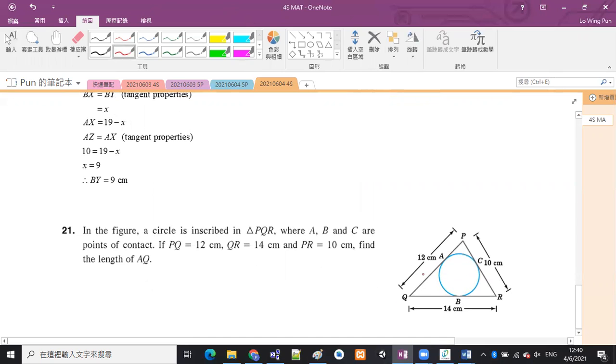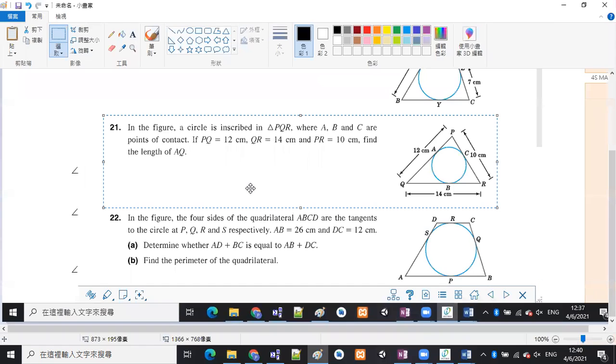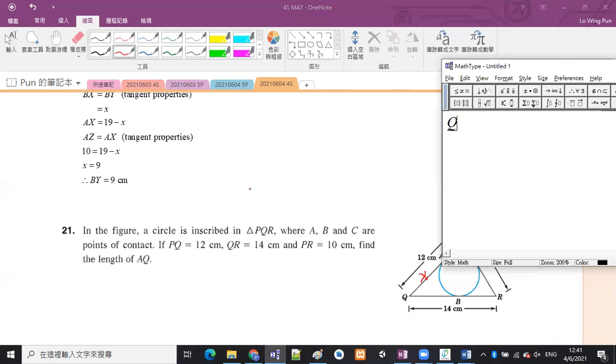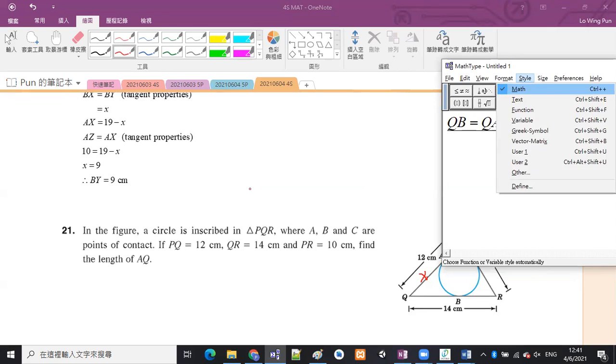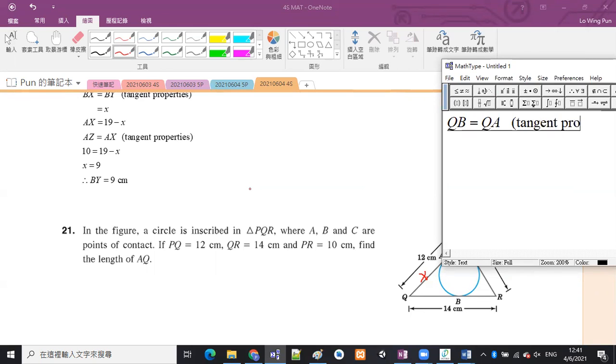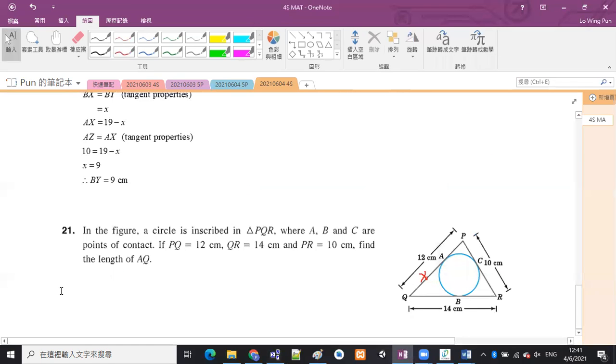The question asks us to find the length of AQ. So I will let X be the length of AQ first. Because QB is equal to QA, by tangent properties, they are both equal to X. So this one is also X. For the line PQ, it is 12, and this part is X, so PA should be 12 minus X.